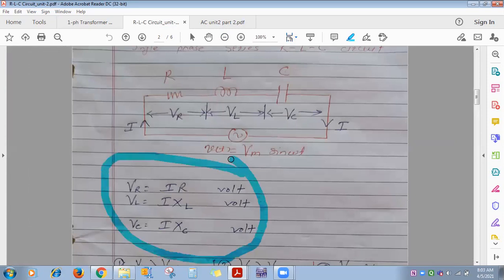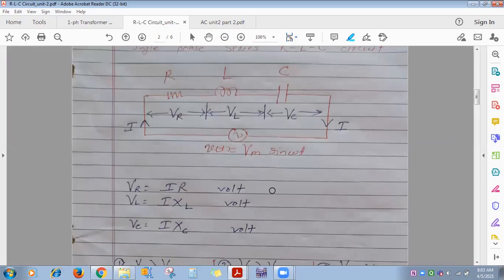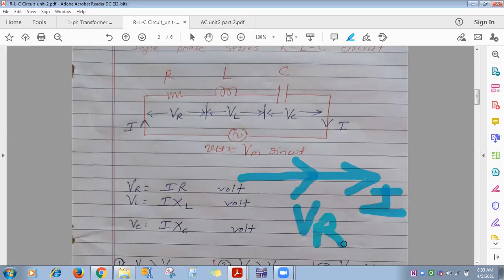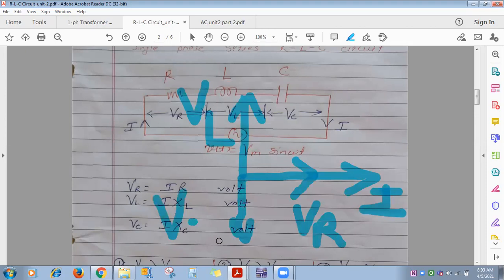See, these are the voltage drop formulas and they are in volts. Now, suppose I take current as a reference. As the same current is flowing, VR is in phase. VL will come along the positive imaginary axis. VC will come along the negative imaginary axis.